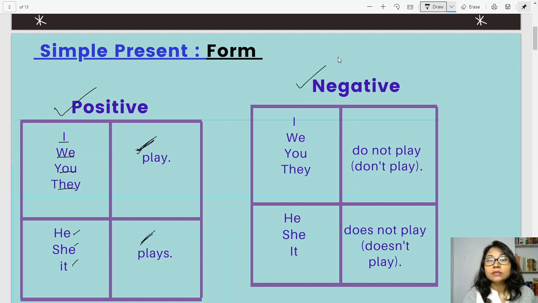Now let's look at the negative form. I do not play. We do not play. You do not play. They do not play. Or you can also say don't play. He does not play or doesn't play. She does not play or doesn't play. It does not play or doesn't play. Okay? Simple chart for you.